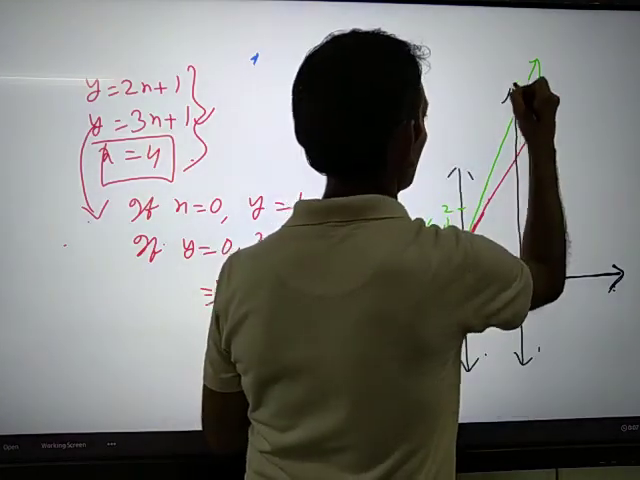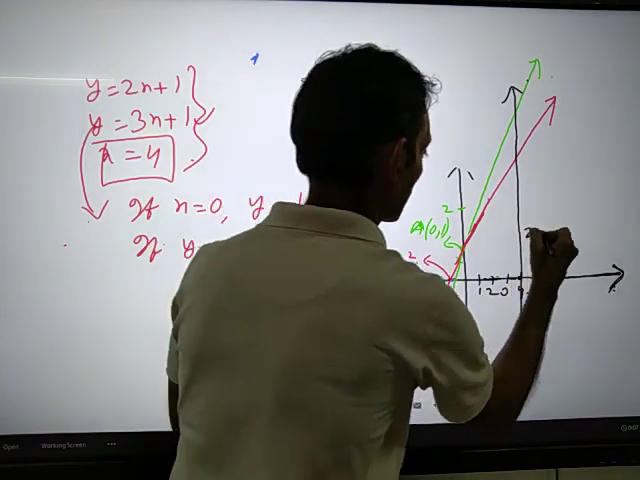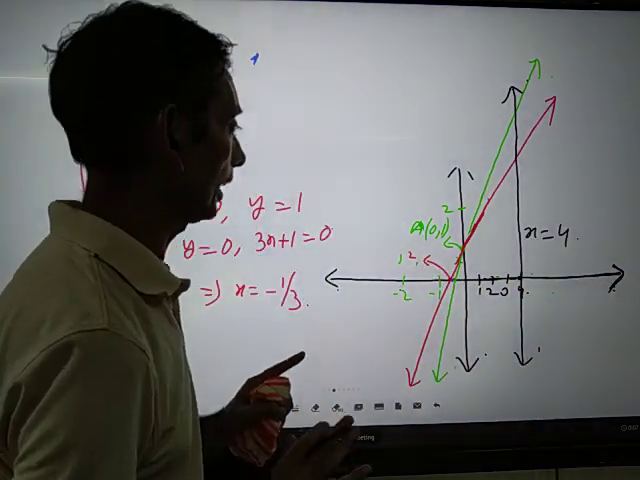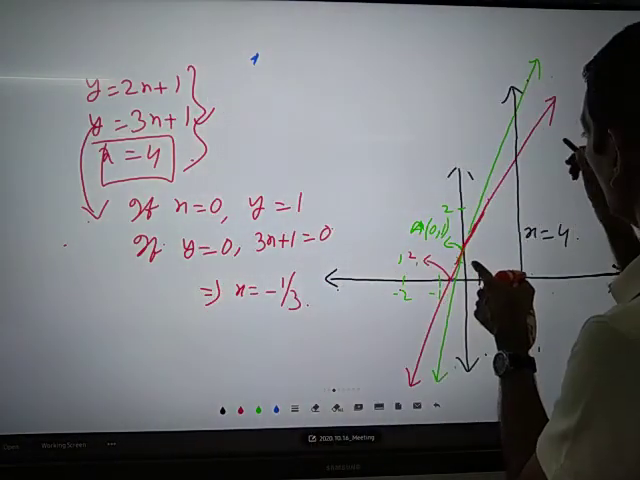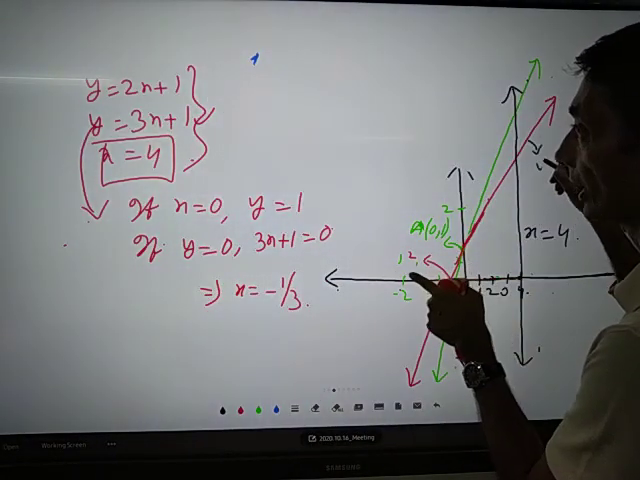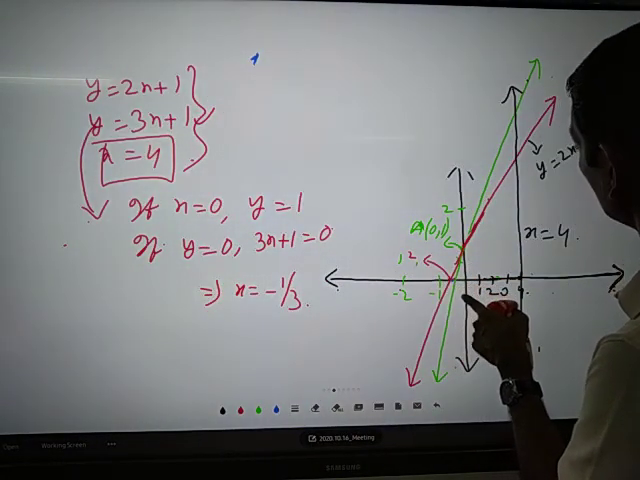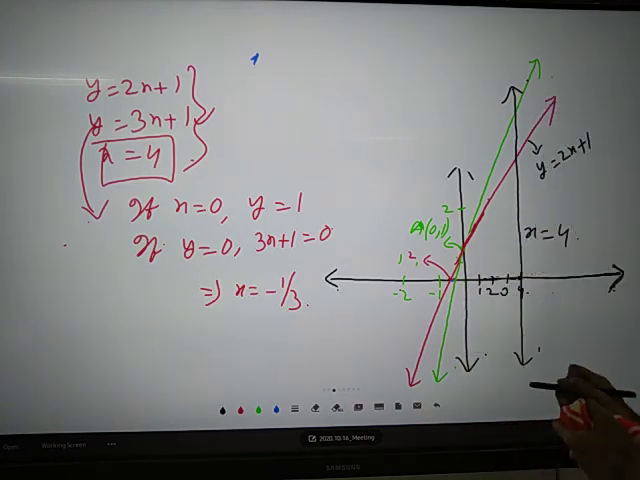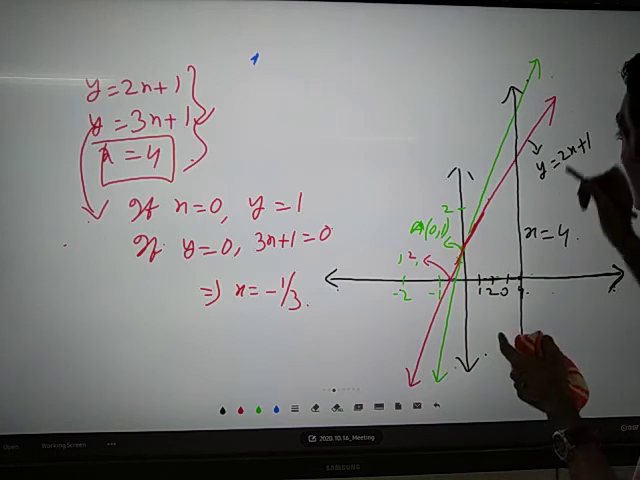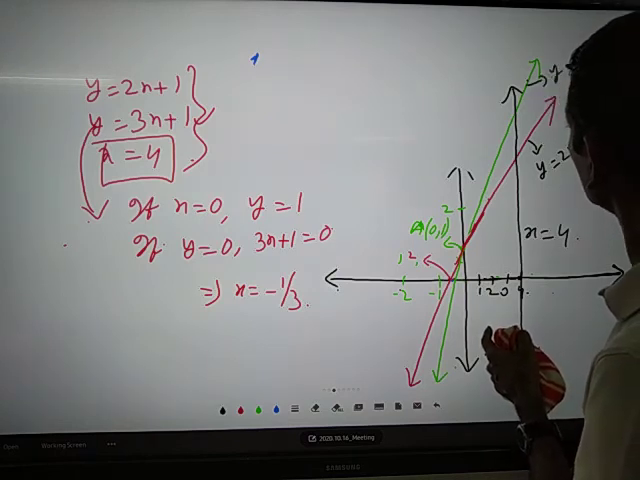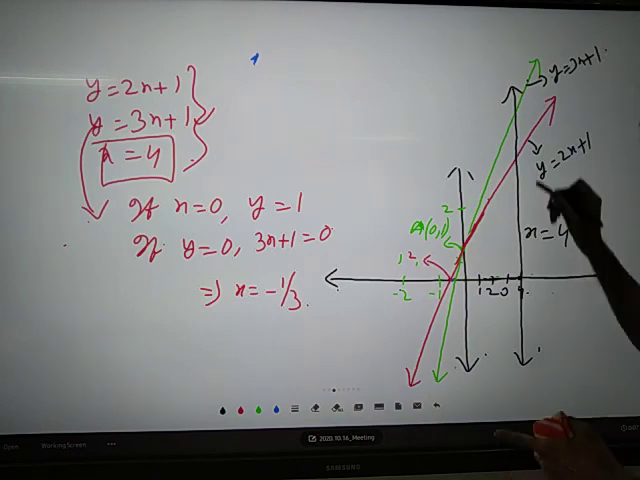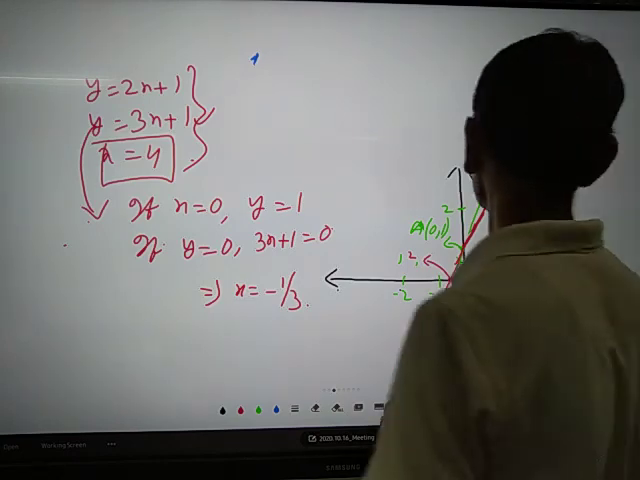This is x is equal to 4. So we'll just mark the lines now. The pink colored line is y is equal to twice x plus 1, and this is y is equal to 3x plus 1. And this is the x is equal to 4 line.